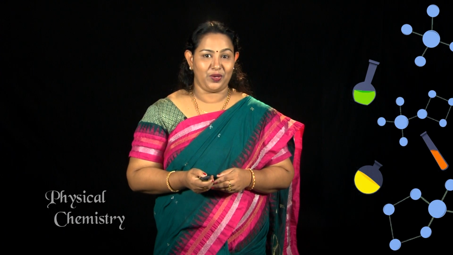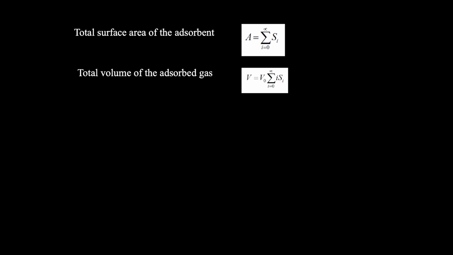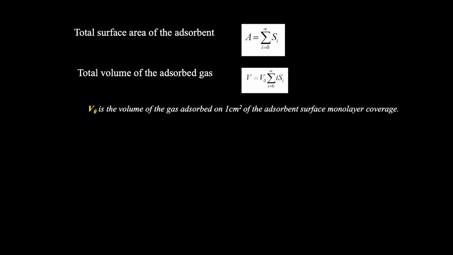Now, let us continue our derivation of the BET equation. Total surface area of the adsorbent, A, is equal to sigma i equal to 0 to infinity Si. Total volume of the adsorbed gas, that is V, equal to V0 into sigma i equal to 0 to infinity i Si. Here V0 is the volume of the gas adsorbed on 1 centimeter square of the adsorbent surface, monolayer coverage.